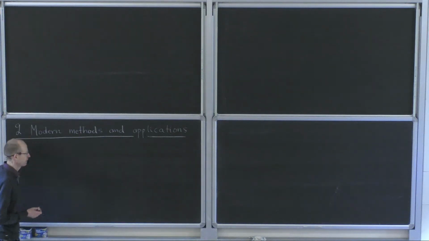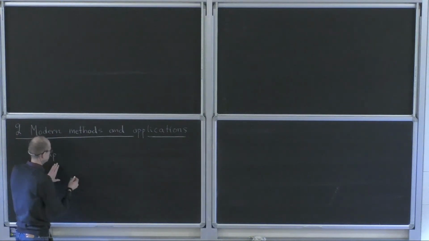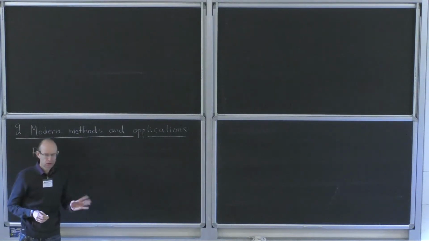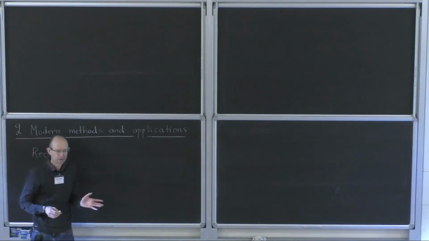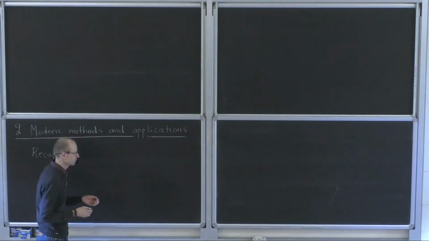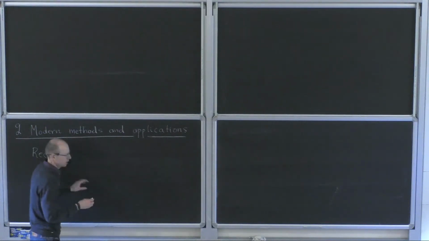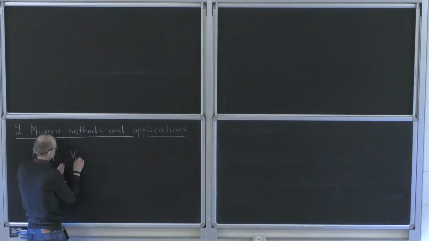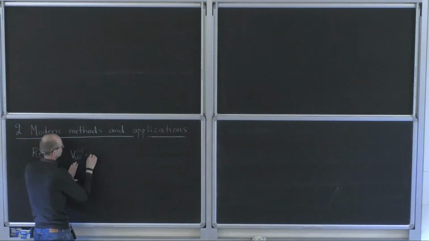Let me start with a brief recap of what we learned yesterday. We learned that a good way to determine the free energy density of a theory is to first compute an effective potential and then minimize it. And then we were doing this for a real scalar field theory.